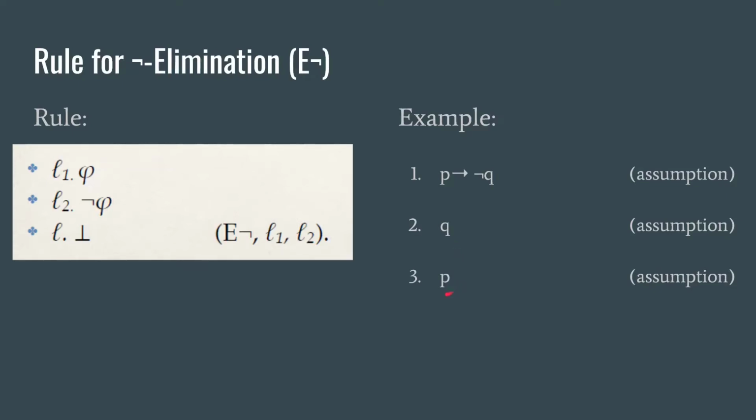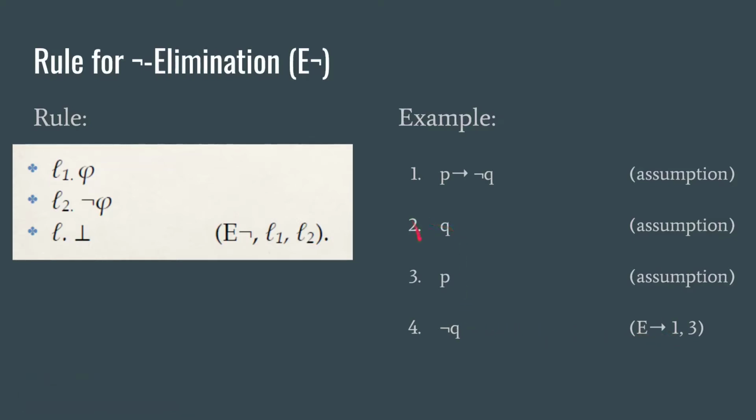How are we going to do that? How are we going to prove that this is contradictory? Well, look, we have P, which is the antecedent of this arrow statement. And we know that because of the elimination of arrow rule, if we have the antecedent of an arrow statement, we can then write the consequent. So now we've derived not Q using our elimination of the arrow.